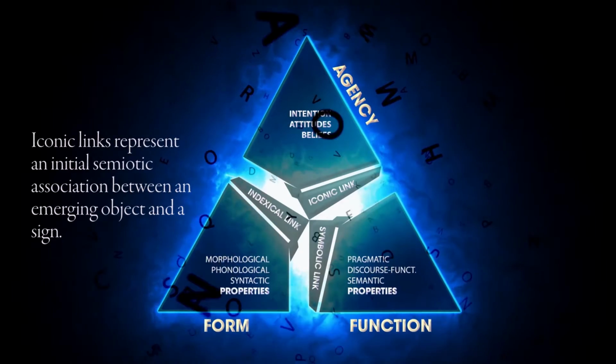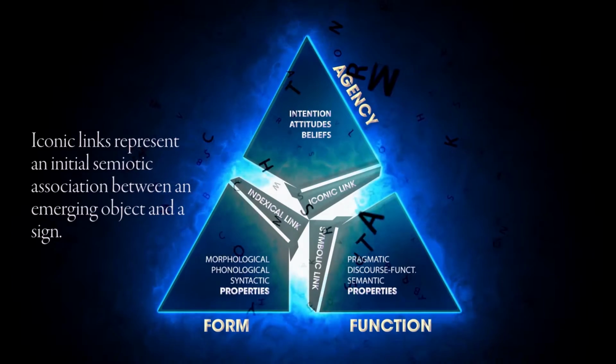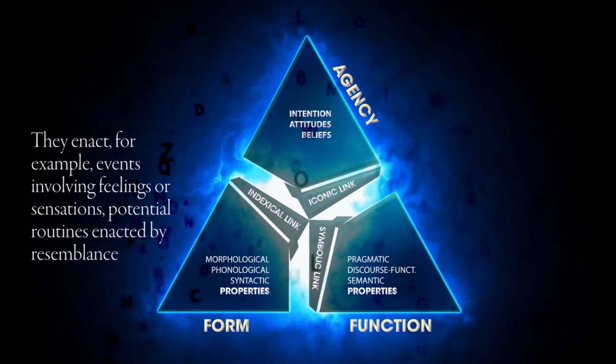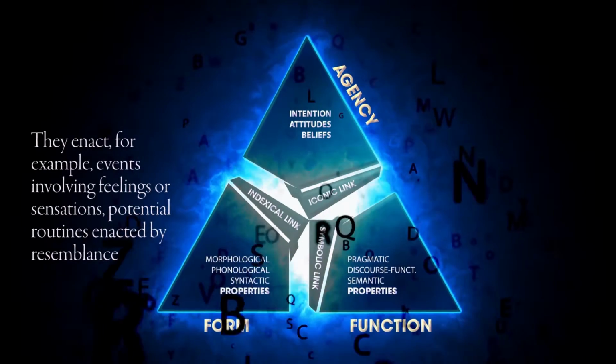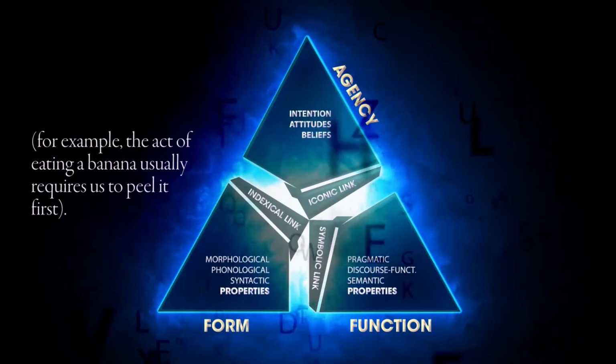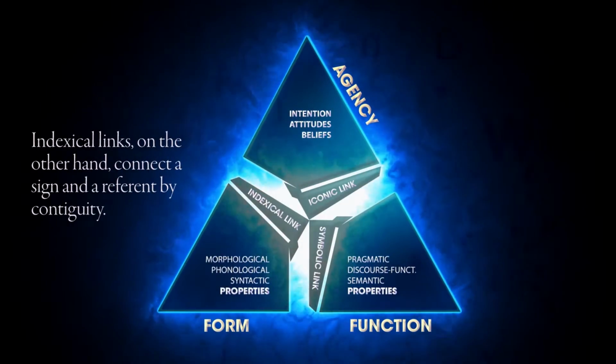Iconic links represent an initial semiotic association between an emerging object and a sign. They enact, for example, events involving feelings or sensations, potential routines enacted by resemblance. For example, the act of eating a banana usually requires us to peel it first. Indexical links, on the other hand, connect a sign and a referent by contiguity.